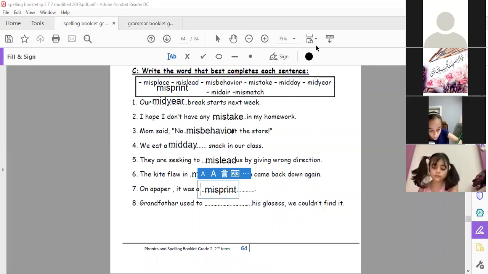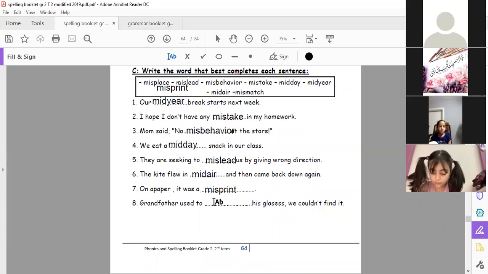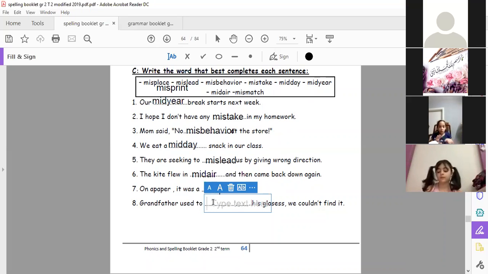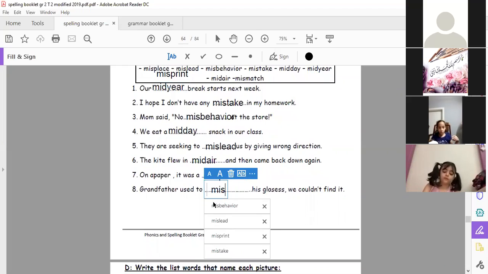Grandfather used to cut glasses. We couldn't find it. Yeah, so grandfather, he is an old man. All the time he forgets. So what? He what? Misplaced. Yeah, very good. Misplaced, it means he put it in the wrong place and forgot. Spell it, Rudaina. M-I-S-P-L-A-C-E. Yeah, thank you.